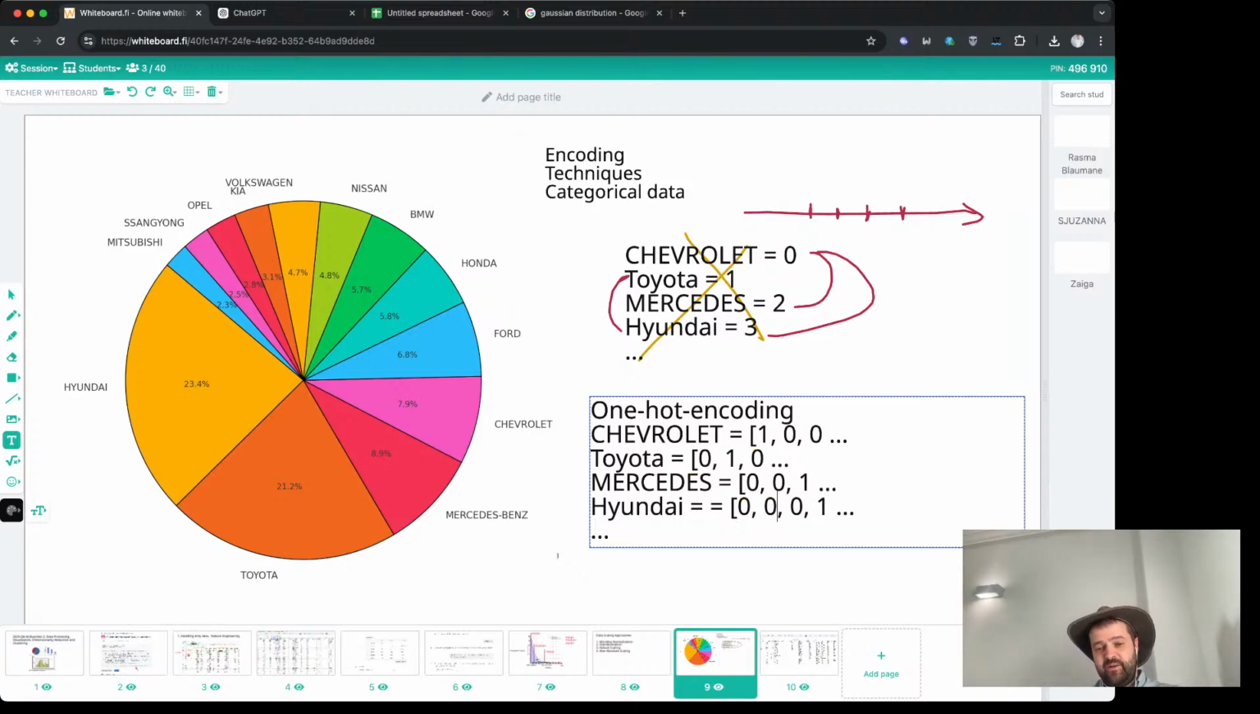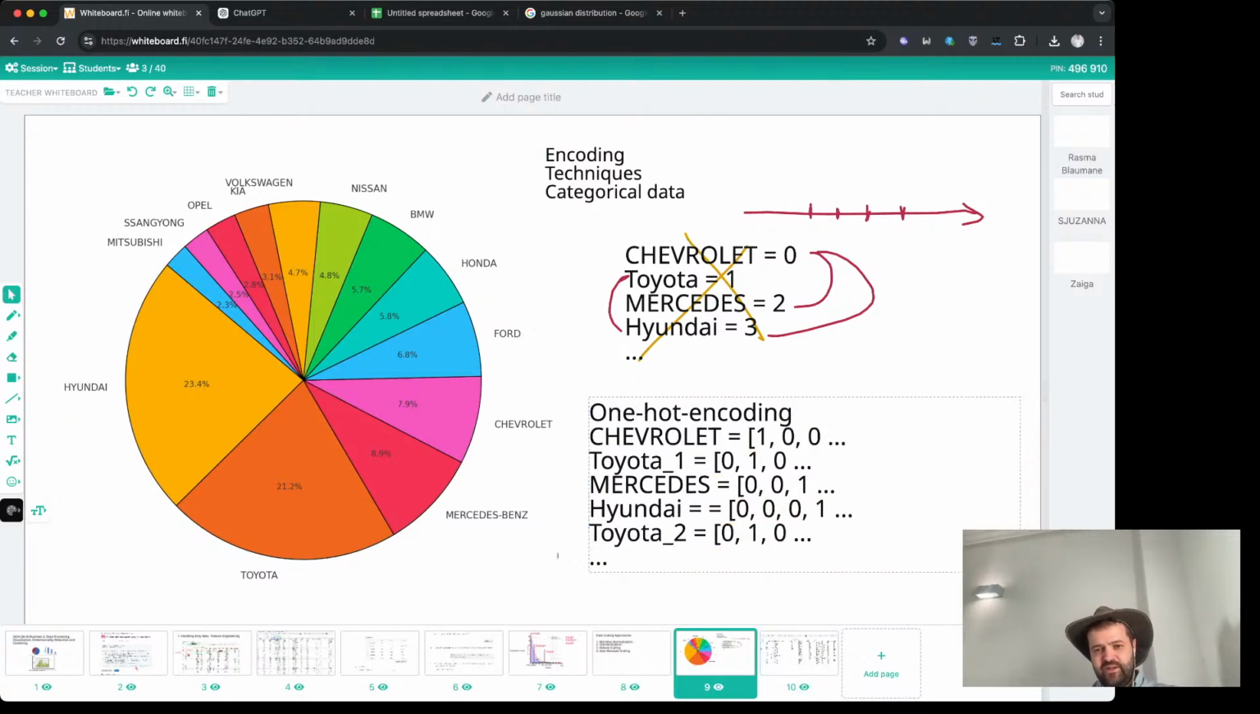So if I see a Toyota, let's say Toyota first car, and then at some other row I have Toyota second car, I will have exactly the same configuration for these vectors, the same series of numbers. Let me describe this a little bit. See, this one is the same as this one because they are the same brand, right?